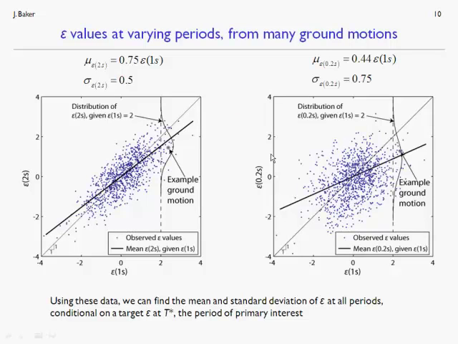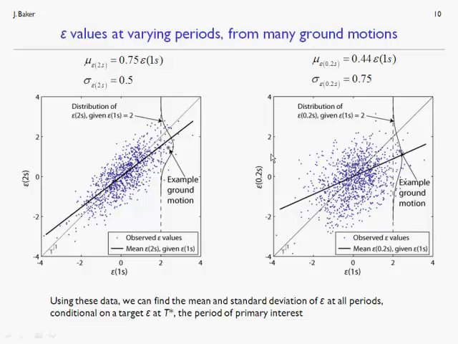Okay, we could do that same calculation at other pairs of periods. So on the left, I have the data that we were just looking at, epsilon at 1 second versus epsilon at 2 seconds. On the right, I have the data showing epsilon at 1 second versus epsilon at 0.2 seconds, plotted from this large library of ground motions. So here we see that epsilon at 1 second and 0.2 seconds data is not as highly correlated as the 1 second versus 2 seconds data on the left. And so that means the knowledge of epsilon at 1 second doesn't tell us quite as much about what's going on at 0.2 seconds.